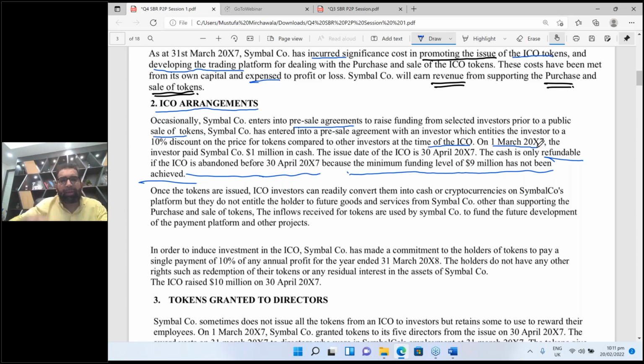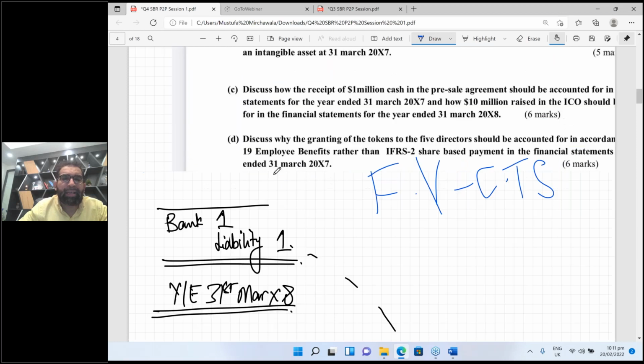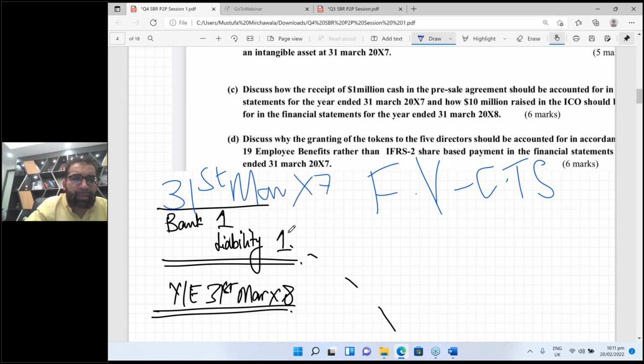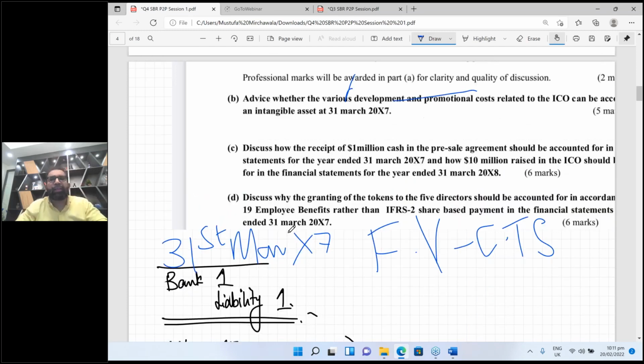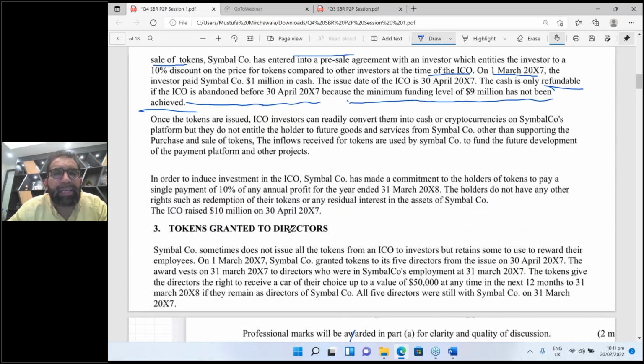So the first treatment, look at here. Before 31st March X7, we'll make this entry: bank debit and liability credit. At 31st March X7, we'll be making this entry: bank debit and financial liability credit.